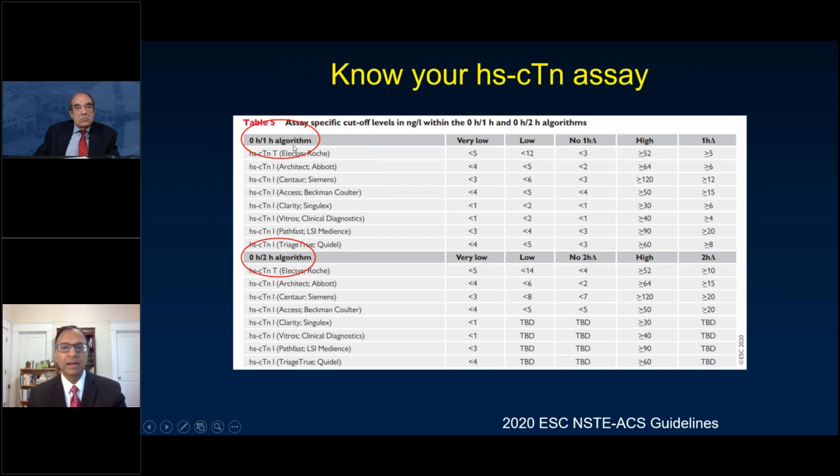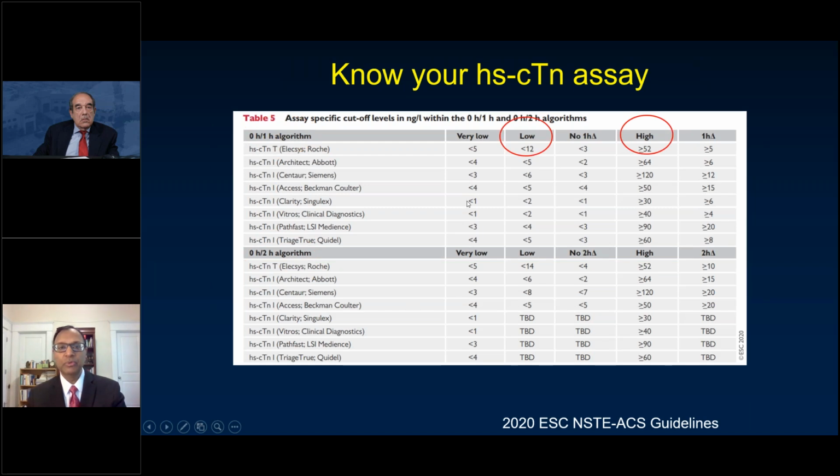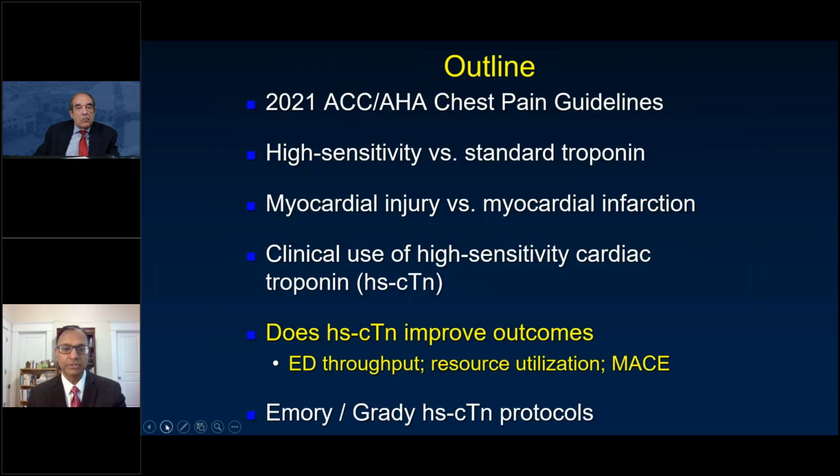Also be intentional and know whether you are going to adopt a 0 and 1 hour algorithm or a 0 and 2 hour algorithm. You must be familiar with what are the recommended cut points for low risk and for high risk patients. These are not necessarily your 99th percentile cut points. That is different in the assay. And also know what is considered a significant change in troponin between 0 and 1 hour or 0 and 2 hours. All of these are important features when you're designing a clinical decision algorithm in your patients.